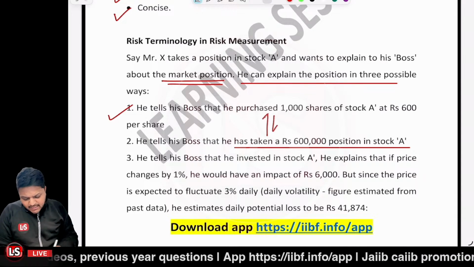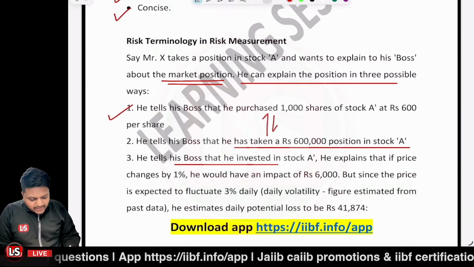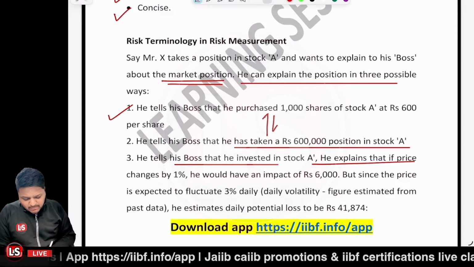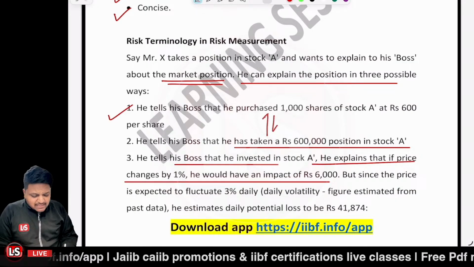The third one says he tells his boss that he has invested in stock A. He explained that if the price changes by 1%, he would have an impact of 6,000.